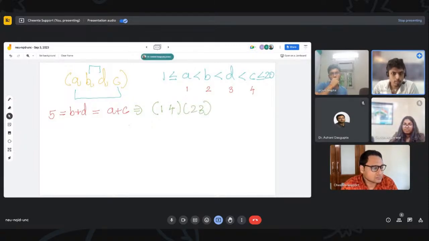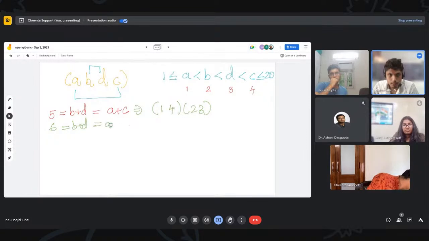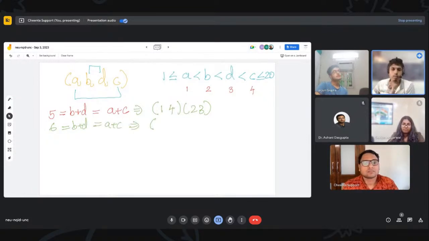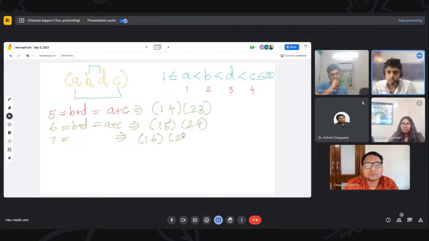Then next comes 6. That is B plus D equal to A plus C. So what are the pairs that satisfy? 1 5, 2 4. That only sum up to 6, right? Because 3 and 3 is not possible. No, all of them are distinct. Next, for 7, it would be 1 6, 2 5, 3 4.